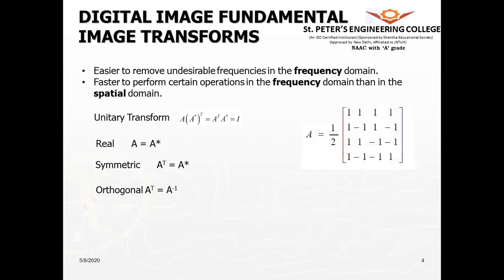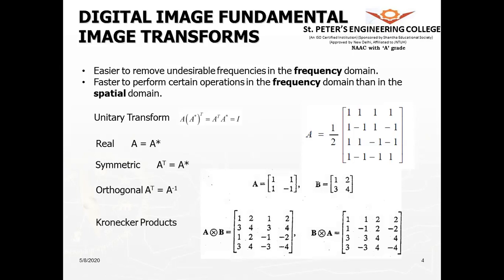Now, for example, if you consider the matrix A here, we can identify the relationships. It is real. If you take the conjugate, there are no J terms, so even if you take the conjugate, you will get the same result. So you can verify that matrix A is a unitary matrix, a real matrix, symmetric, and orthogonal.